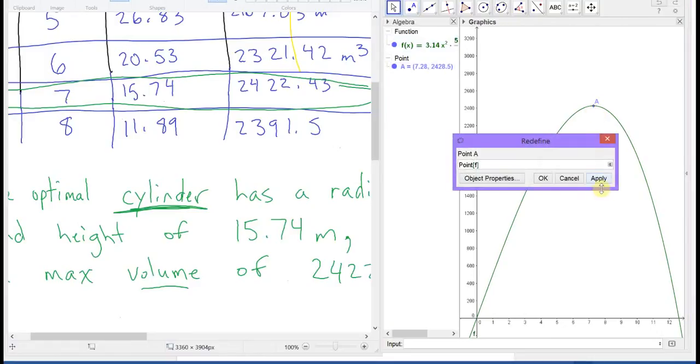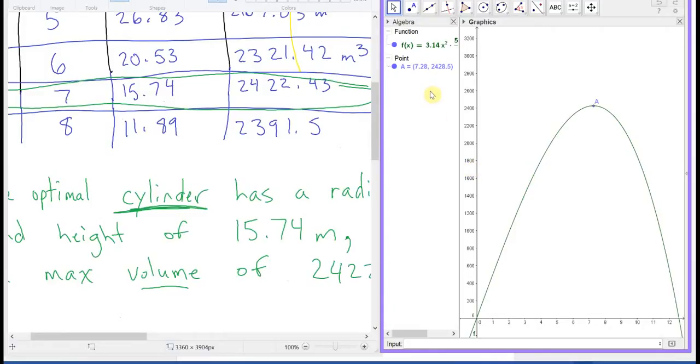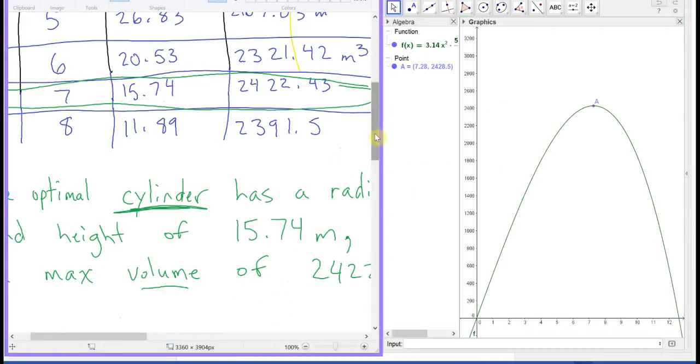Okay, I think that's the best I can do. So with a radius of 7.28, our maximum volume would be 2,400 for a cylinder. Is the cylinder the best shape?